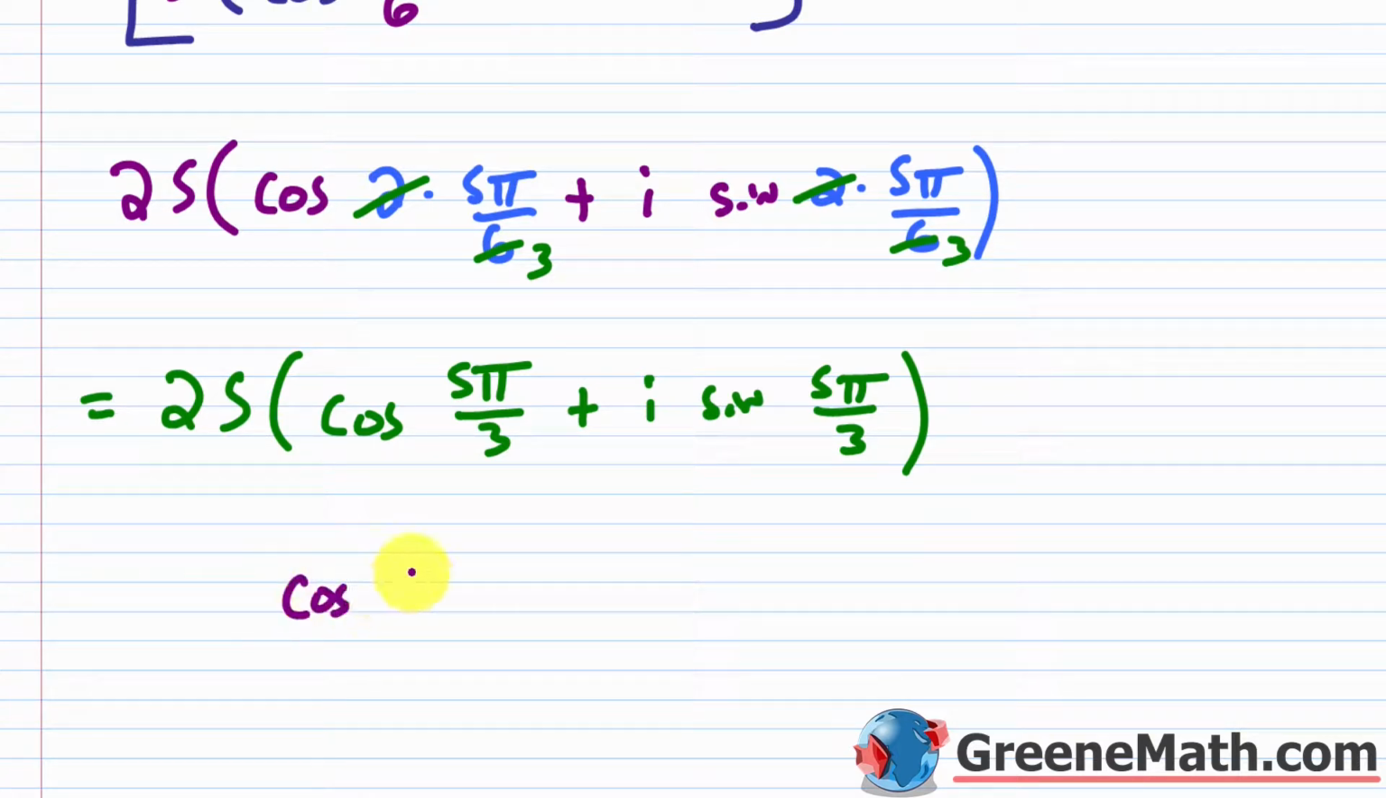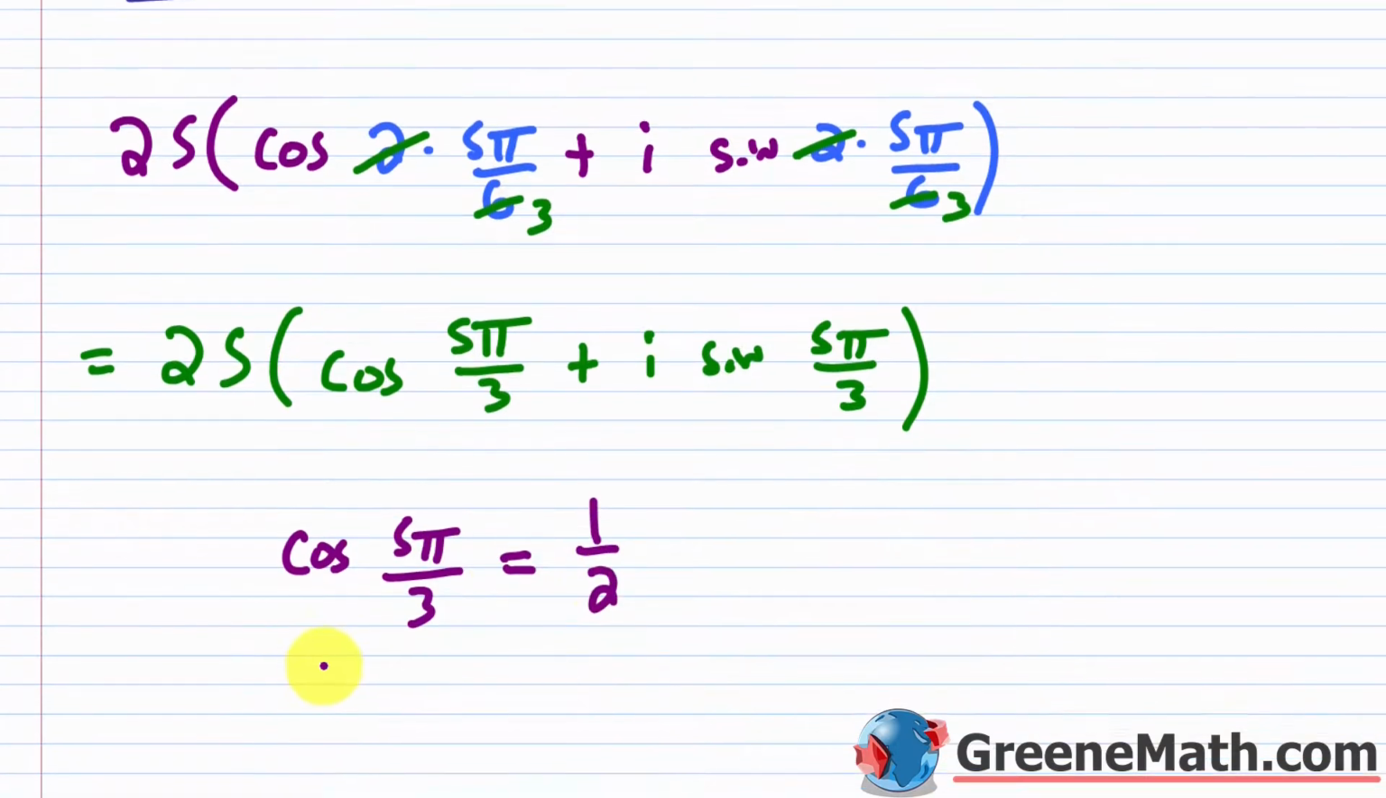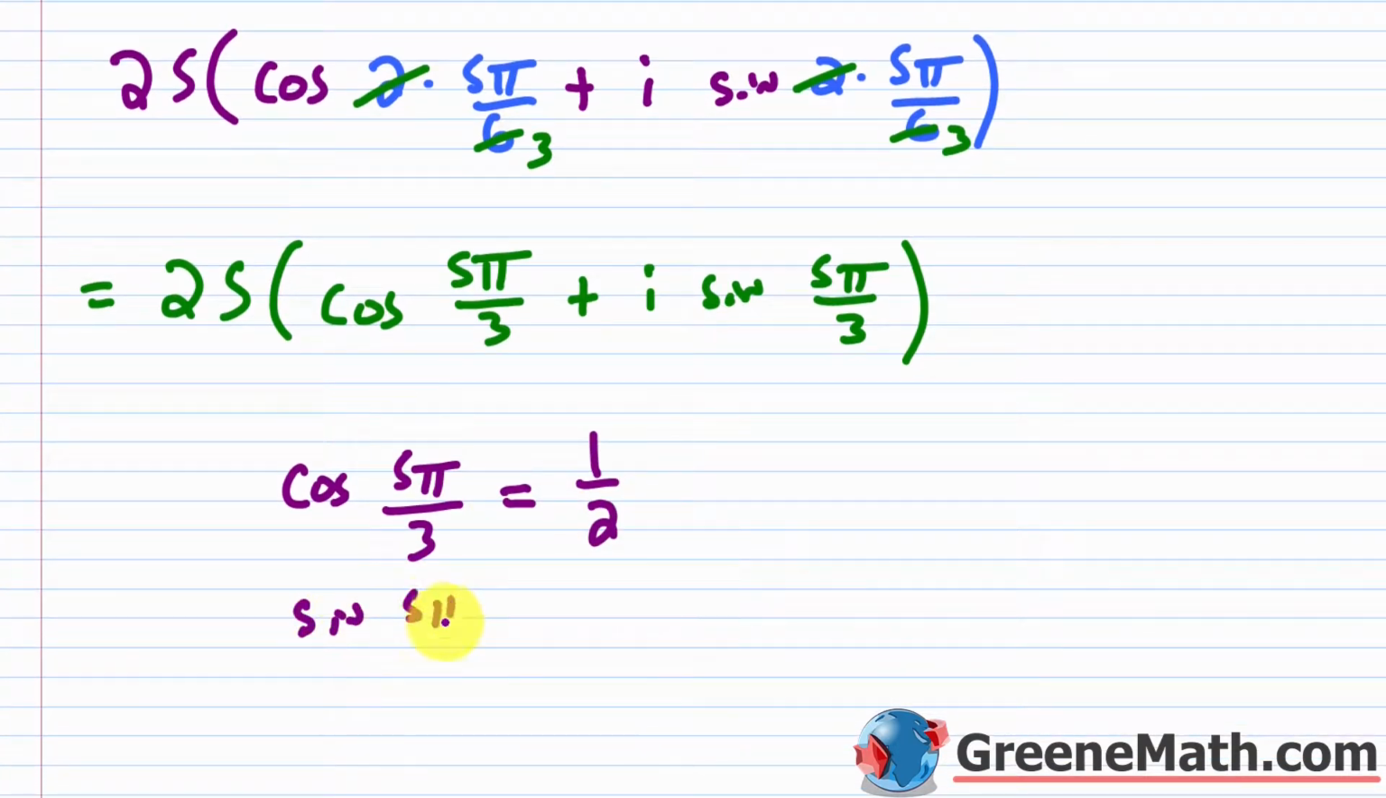So the cosine of 5 pi over 3, again, the reference angle there is pi over 3, or 60 degrees. So the cosine of pi over 3 is going to be a half. And cosine in quadrant 4 is going to be positive. So this equals 1/2. Now the sine of 5 pi over 3, again, pi over 3, the sine of pi over 3 is going to be square root of 3 over 2, but we're in quadrant 4, so sine is negative.